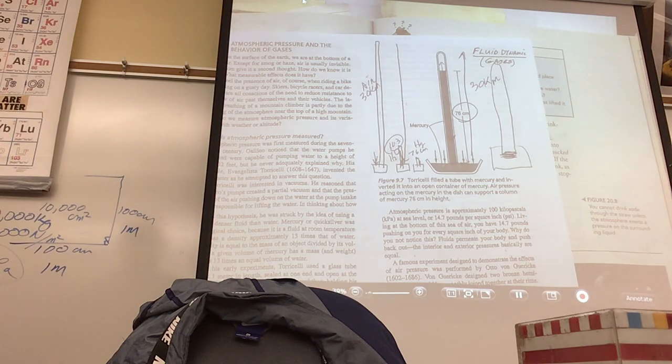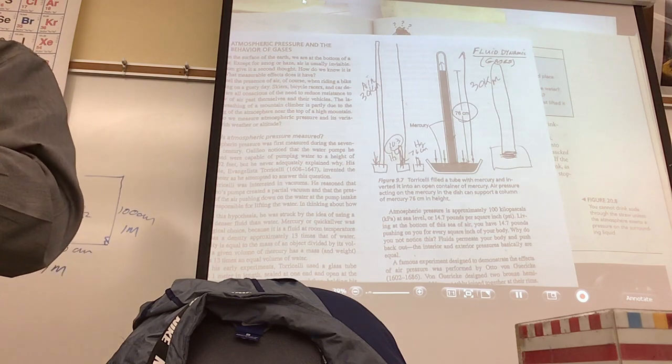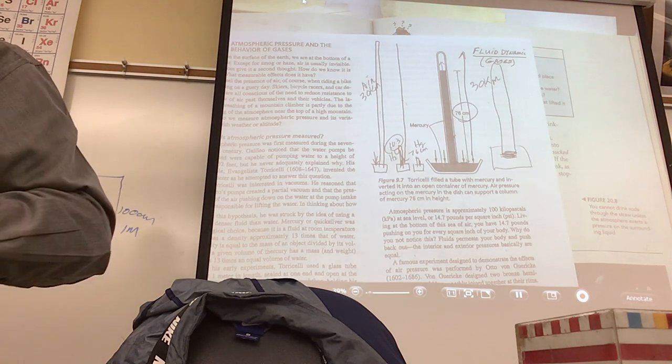It doesn't matter. It still can hold up a column 76 centimeters tall. Are you with me on that? It doesn't sound right, does it? But that's because it's a ratio thing.